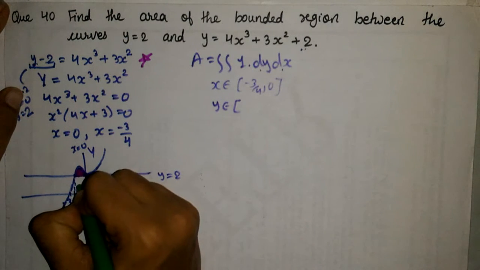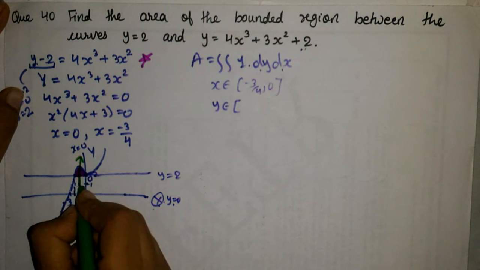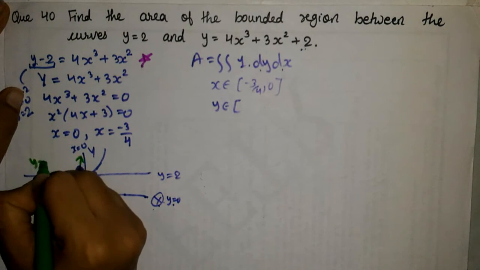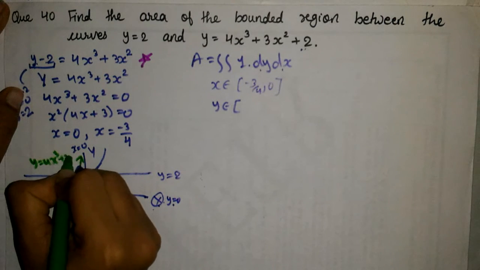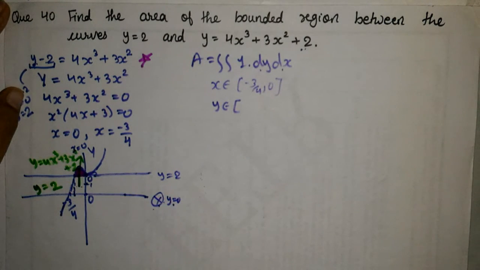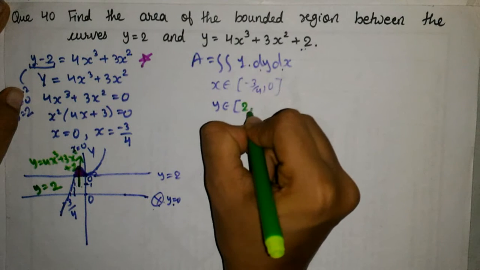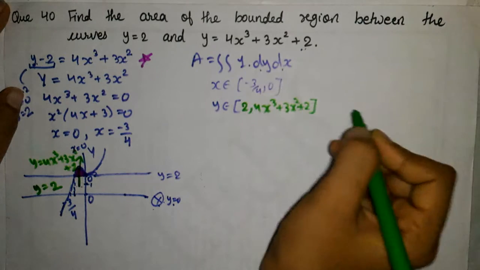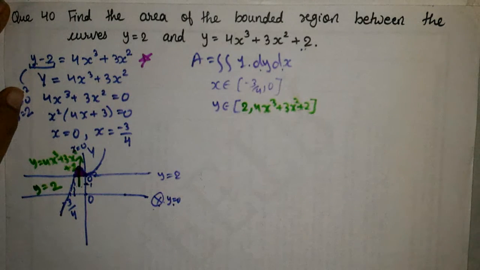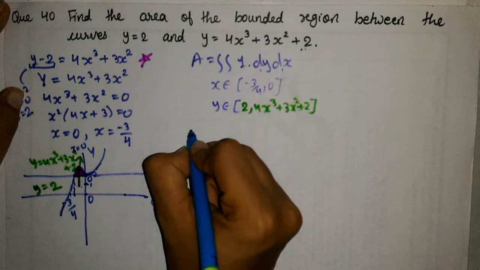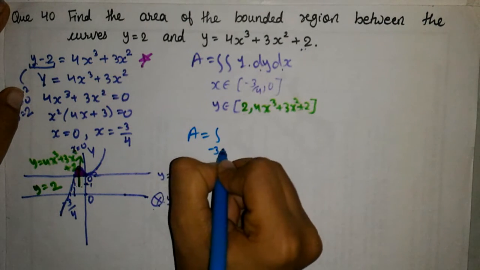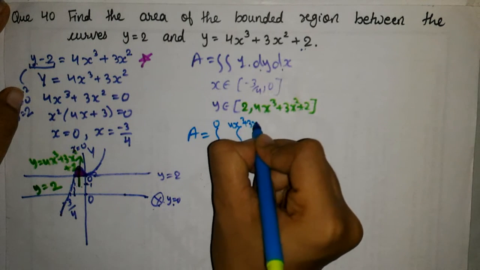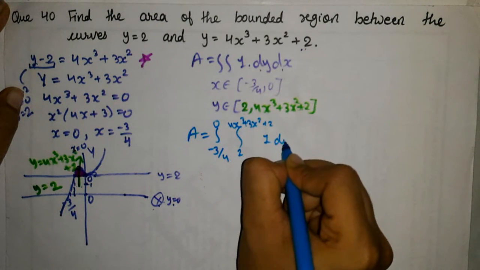So when we draw the vertical line, we can see it's entering from y equals 2 and it's leaving from y equals 4x cube plus 3x square plus 2. So we got the limit from 2 to 4x cube plus 3x square plus 2. Now it's easy, you just have to solve this. So area is equal to x from minus 3 by 4 to 0, y from 2 to 4x cube plus 3x square plus 2, 1 into dy dx.